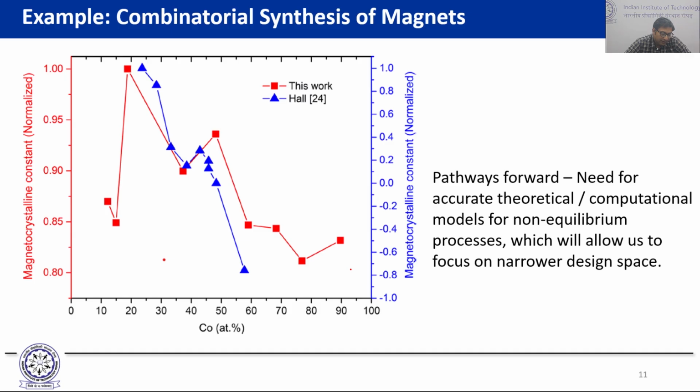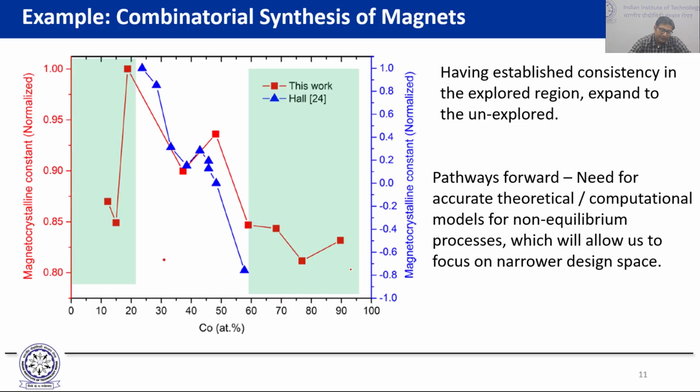They have also looked at the magnetocrystalline constant, and what I really want to emphasize here is that the red curve is the work that has been done using the combinatorial technique, and the blue curve is the one which was done previously. You can see that there is reasonably good agreement as far as the general trends are concerned. But what I want to emphasize here is, if you look at the older work, there were certain composition regions where the studies had not been performed.